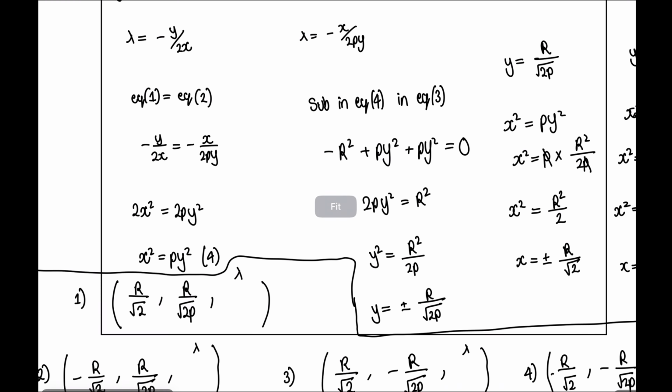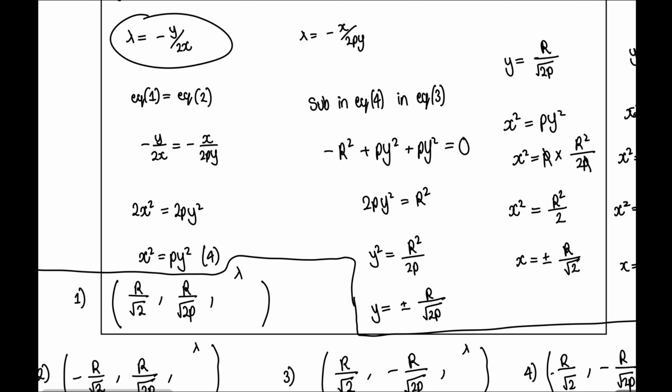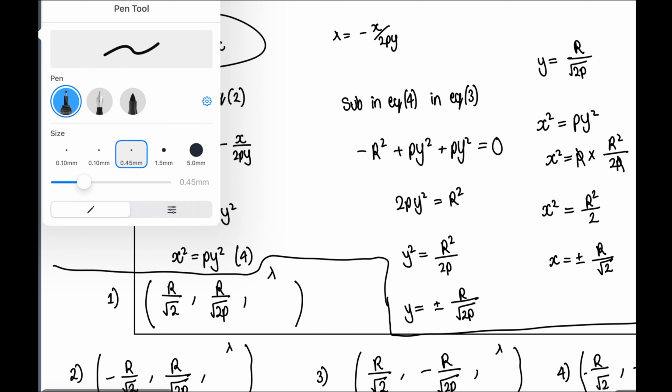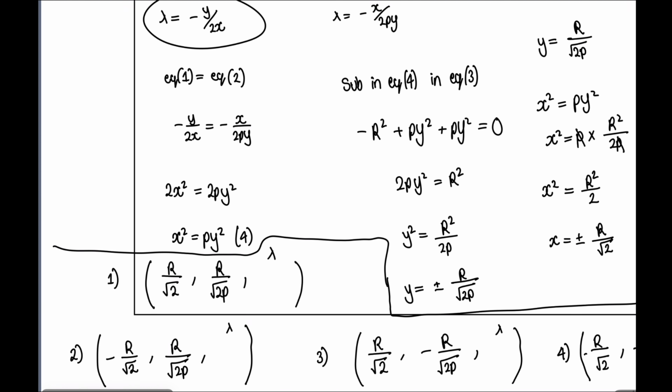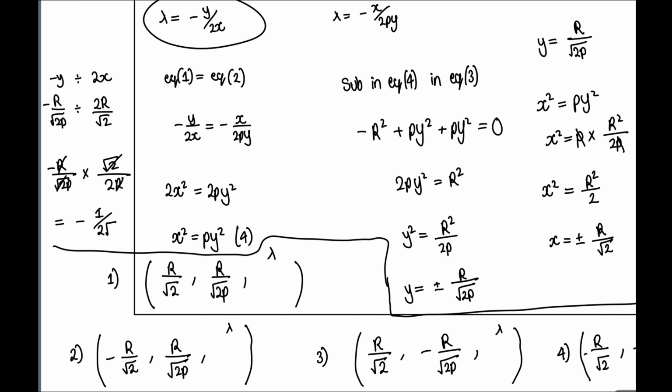If we now work out lambda, we can use minus y divided by 2x. So if we do that for solution 1, we have minus r over root 2p, so that's our minus y, and then divided by 2x, so divided by 2 r over root 2. When we do that, we get minus 1 over 2 root p, because this root 2 and this root 2 get cancelled, so what's left behind is root p over here.